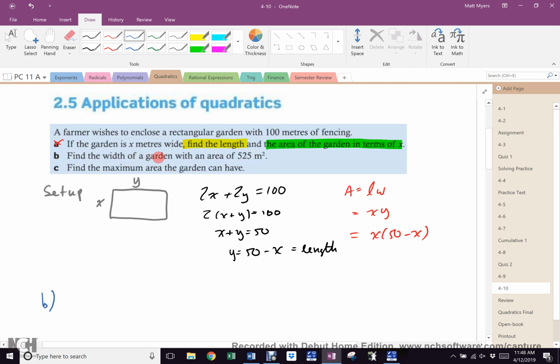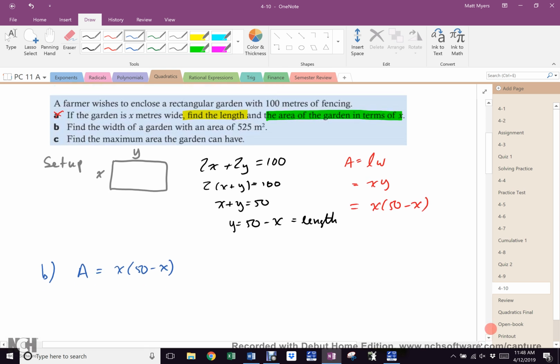Now let's work on B. B says find the width of the garden with an area of 525. Right? So we know that area equals X times 50 minus X, right? What else do we know? The area is 525. This is what Rhea was talking about. Now, I want the width. The width is x, yes?